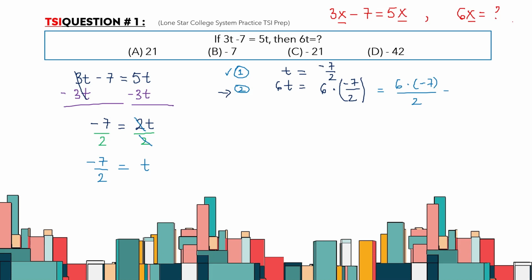But we noted that 6 is 2 times 3. We break that into 2 times 3 and then divide by 2. Now we can cancel the 2. We are left with the bottom 1. So 3 times negative 7 is negative 21 over 1, which is negative 21. So the right answer is C.